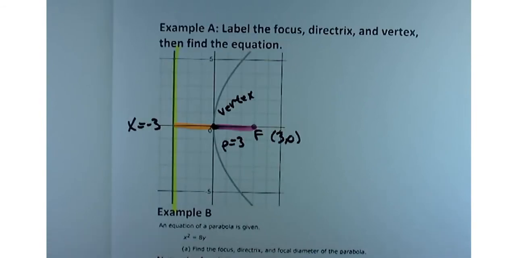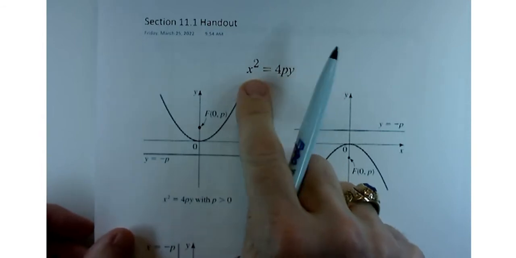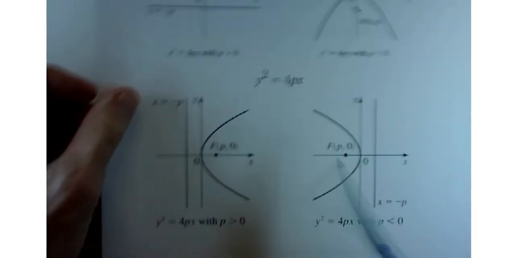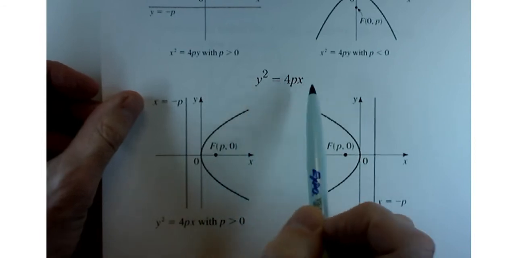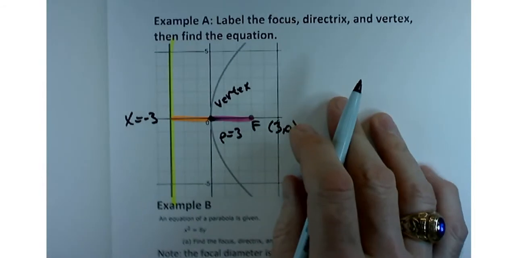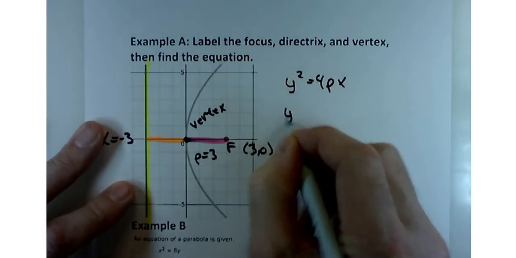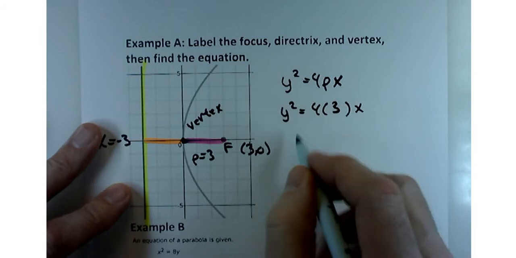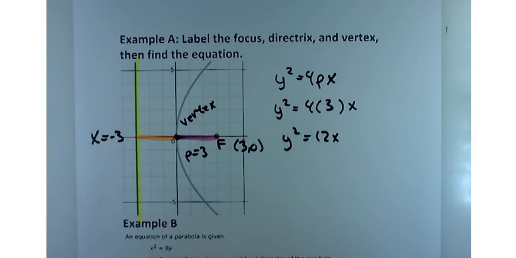Remember, you have a couple different choices for the equation of this parabola. It could be x squared equals 4py, but that's only for parabolas that open up and down. For parabolas that open left and right, you're going to have a y squared term. y squared equals 4px. So in this case, y squared equals 4 times p times x is going to turn out to be y squared equals 4 times 3 times x, or y squared equals 12x. And that's your equation. Nice.